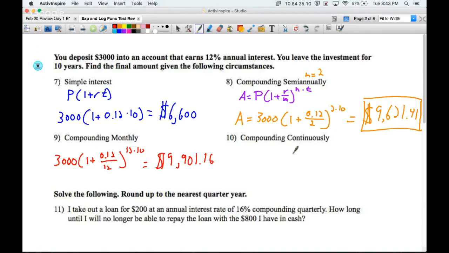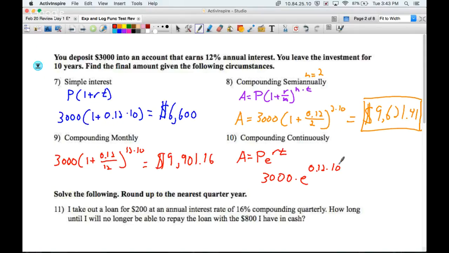Not a huge amount. Let's see if we can stretch it a little bit more by doing compounding continuously. This is a different formula. A equals P e to the RT. So 3,000 times e to the rate times time.